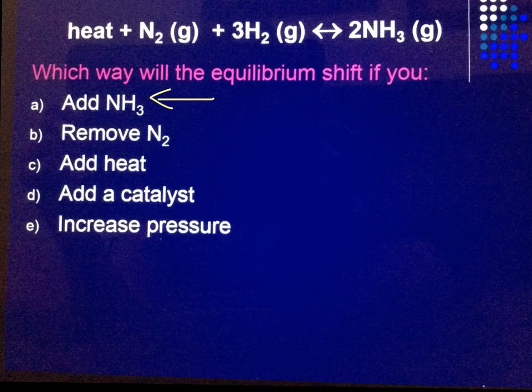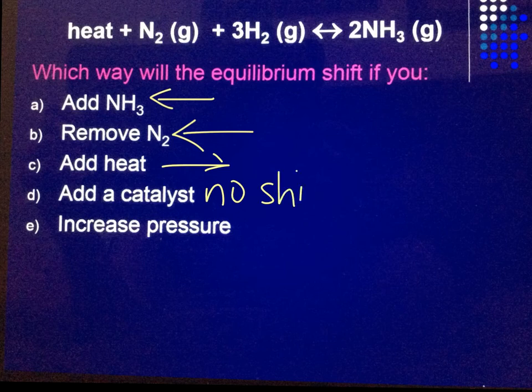All right, remove N2. So here's N2. If you were to add it, it would go this way. Therefore, remove will go towards itself. Okay, so that one's going left. Add more heat. Add away. So that is going to shift to the right. Add a catalyst. You should have gotten no shift here. Remember, catalysts will just speed up the reaction, but they do not favor one side over the other.